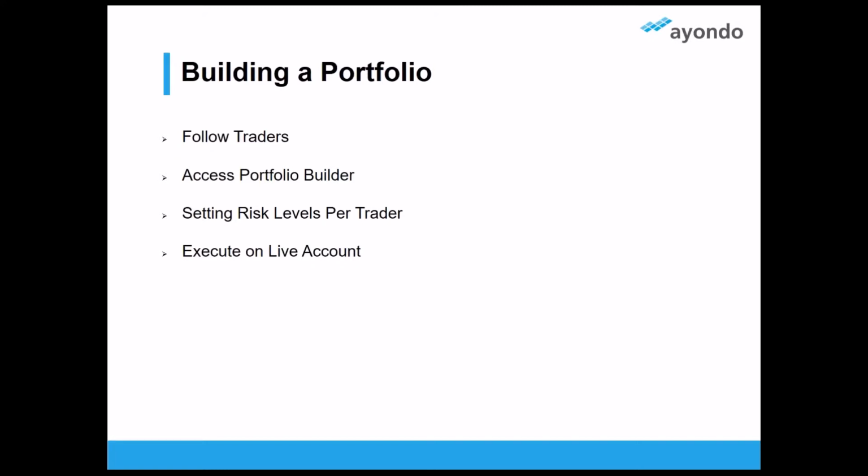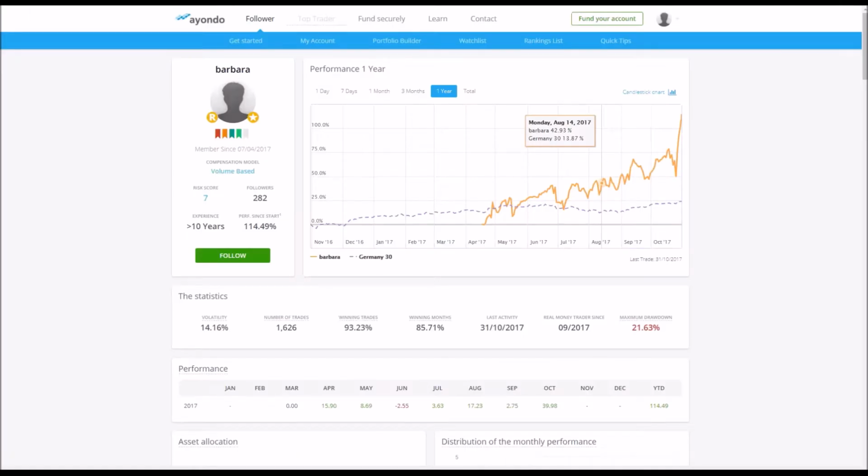So the next thing we're going to look at is building a portfolio. So we find maybe some interesting traders, and we add them into a portfolio. To do that, we're going to access this portfolio builder, which is really simple. We set risk levels for each and every trader, and then we can set it up to execute on a live account. Now the account I'm doing this on is live, and there are trades going through it at the moment, but I'll show you how you would set all that up as well.